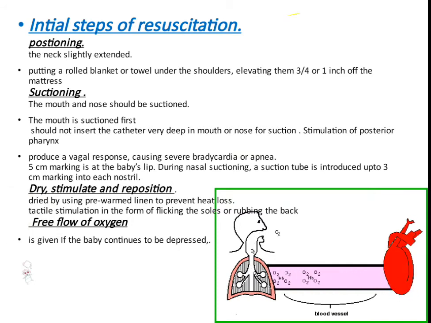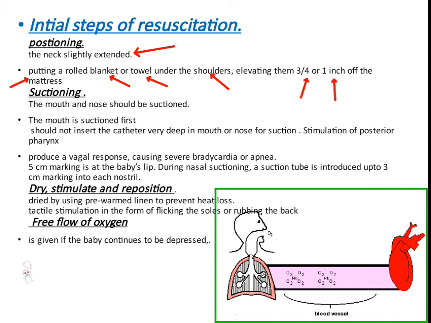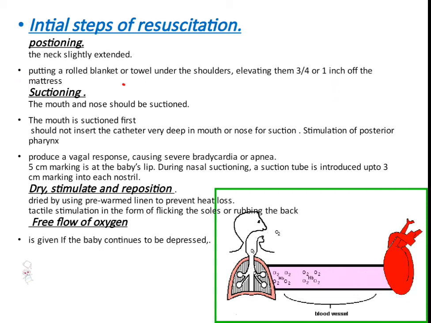Initial steps of resuscitation. Positioning. The neonate should be placed on her back or side with the neck slightly extended. This can be achieved by putting a rolled blanket or towel under the shoulders, elevating them 3/4 or 1 inch off the mattress. Suctioning. The mouth and nose should be suctioned. The mouth is suctioned first to ensure that there is nothing for the infant to aspirate when the nose is suctioned. One should not insert the catheter very deep in the mouth or nose for suction.